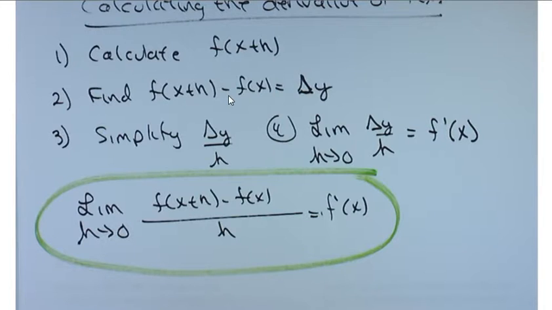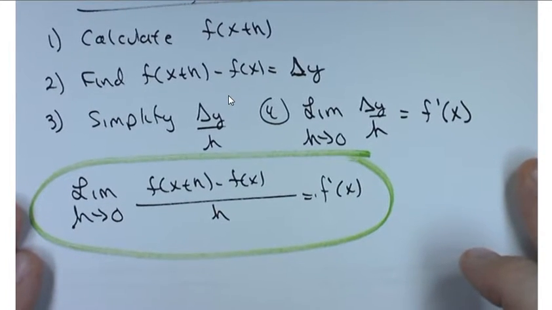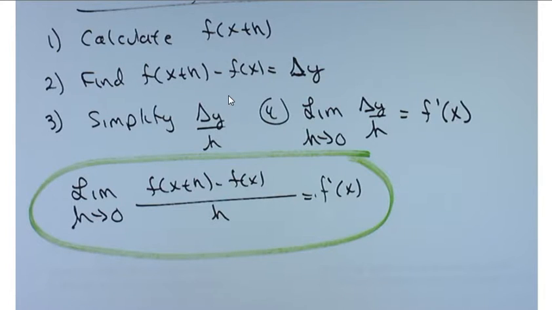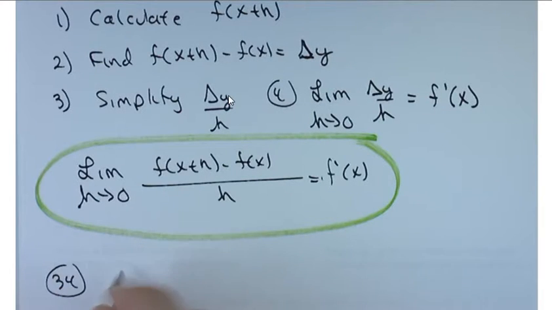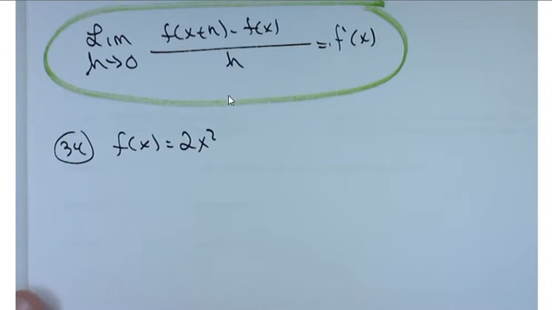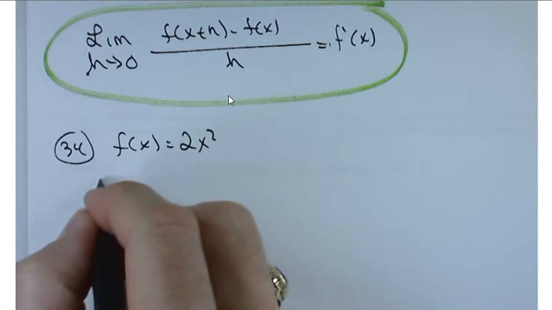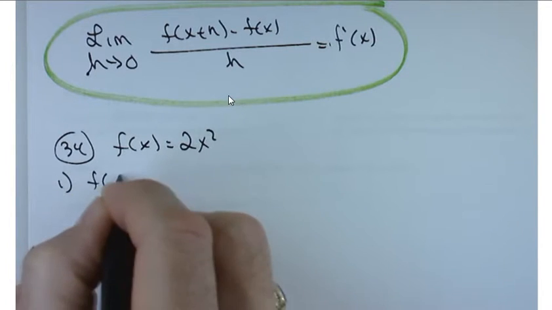Now 34 is going to have a little bit more going for it than just what we're going to start out with. But we're going to start out by calculating the derivative in 34 of the function f of x equals 2x squared. So several steps here.